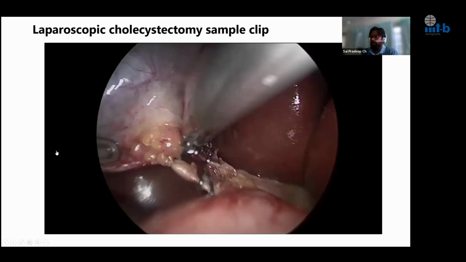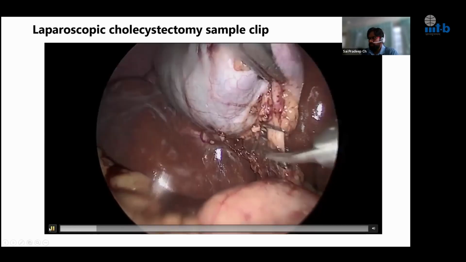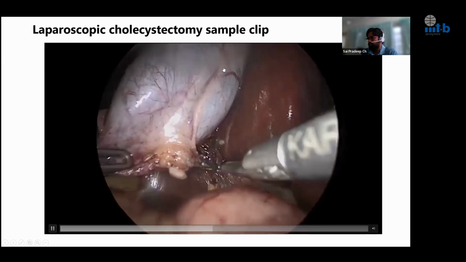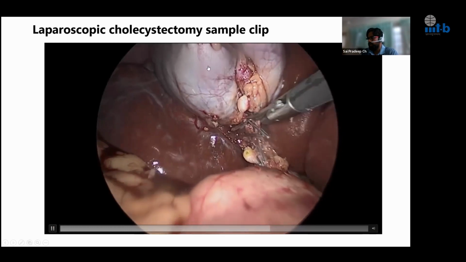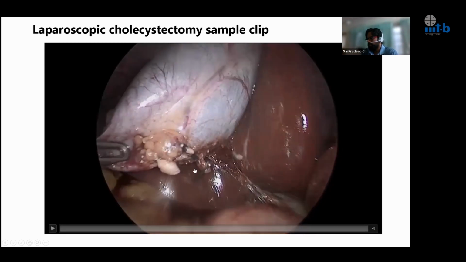Yeah, this is one sample video of the laparoscopic cholecystectomy. This is how it would look like. This is the clipping and cutting phase with the help of scissors. This is the scissors, and this is the grasper. This is the gallbladder. So we have cut the cystic duct and the cystic artery. So these two are the cystic duct and artery.